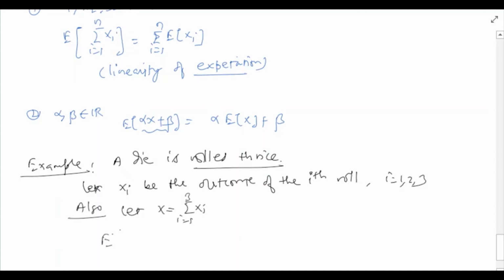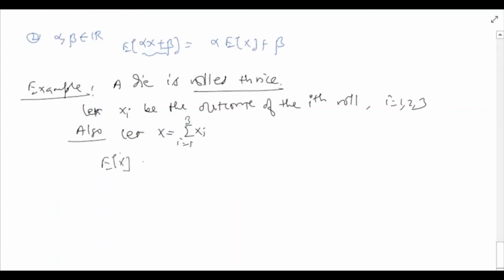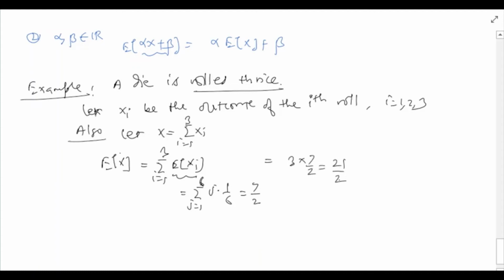Then expected value of X, from linearity of expectation, will be summation i equals 1 to 3 of expected value of Xi, and each of these we can compute. So for instance, expected value of Xi would be the sum over j equals 1 to 6 of j times probability of Xi being j, which is 1 by 6, and this will be equal to 7 by 2. So expected value of X will be 7 by 2 plus 7 by 2 plus 7 by 2, that is 3 times 7 by 2, which is 21 by 2.